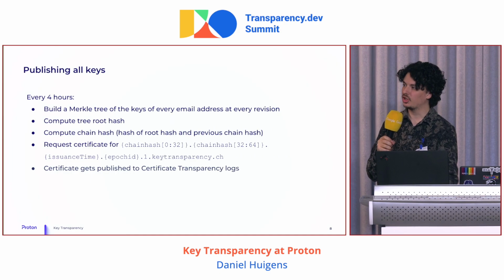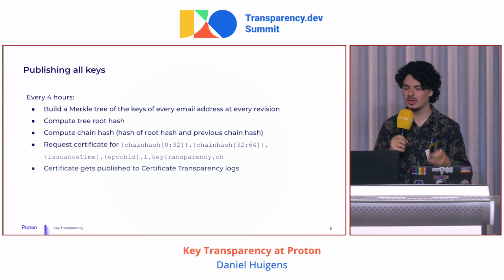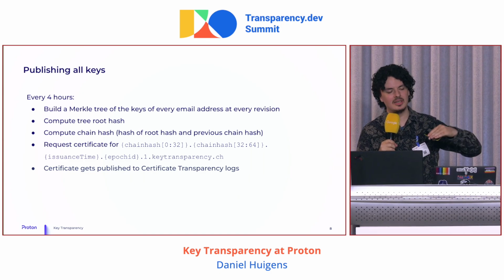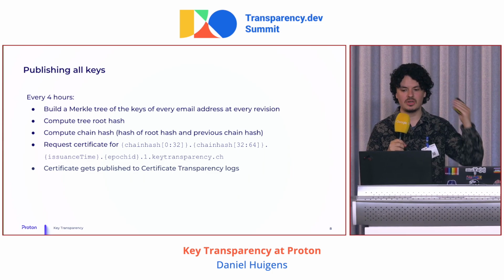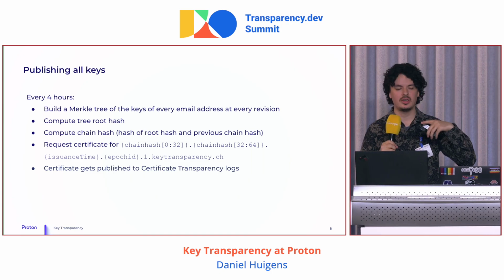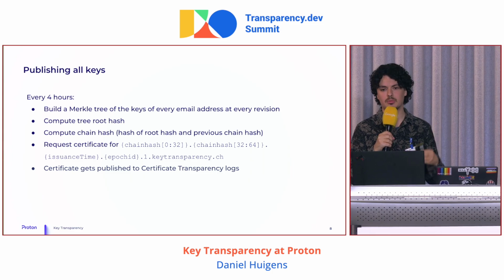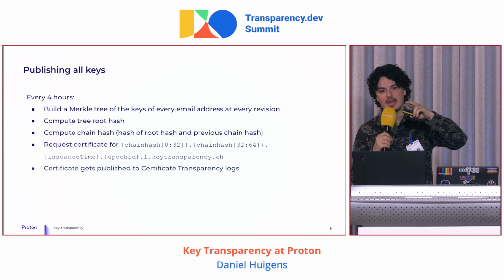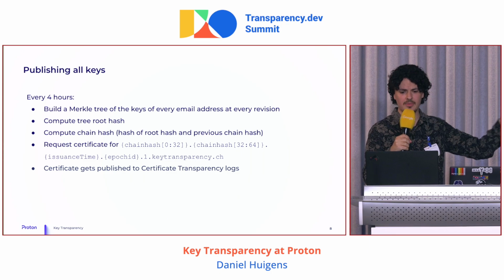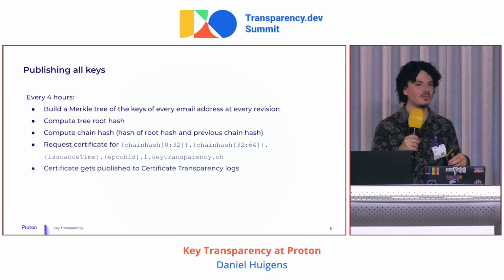First of all, for publishing the keys, every 4 hours we publish what we call an epoch, which is basically a Merkle tree of all the keys, the history included, of every email address at Proton. I'll show the structure in the next slide. Then we compute the root hash of the Merkle tree and the chain hash, meaning the hash of the root tree and the previous root tree, so that we include the entire history. And then we request a TLS certificate for the chain hash under some domain.